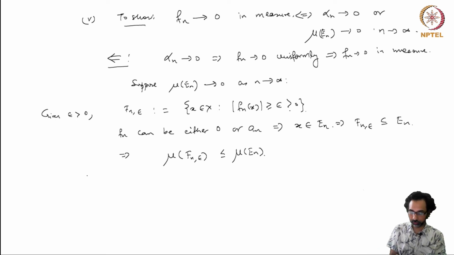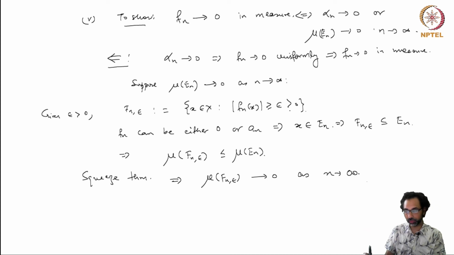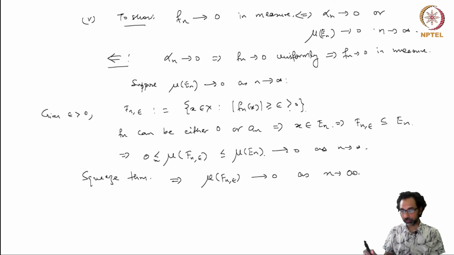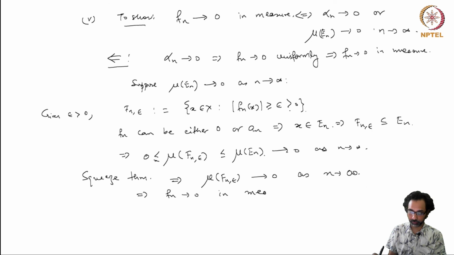So by the squeeze theorem, this means that the measure of Fn epsilon also goes to 0 as n goes to infinity, because this goes to 0 as n goes to infinity. And of course these are all positive, so we get that the measures of Fn epsilon go to 0 as n goes to infinity, and this is precisely the condition for Fn going to 0 in measure. So this proves the reverse implication.